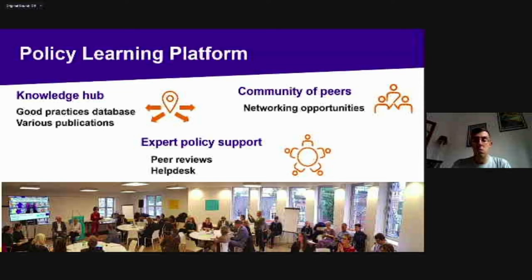So it's usually managing authorities which request to the program, I mean, to the PLP, to have a peer review on a specific field, on a specific policy they're implementing in the region. And then the experts, together with those managing authorities from Europe, give them advice and help them to improve the way they manage a specific policy. So it can also be of interest to you. And if you want to see the calendar, you can also check this out on the website.